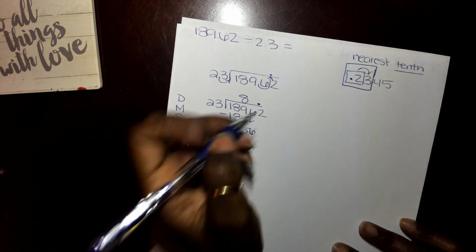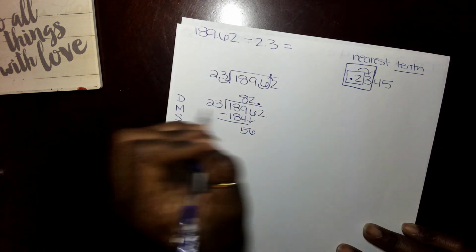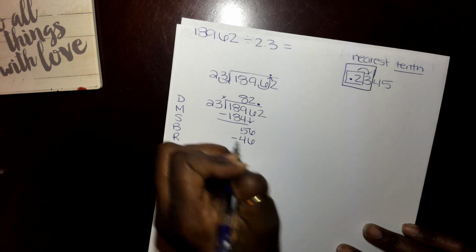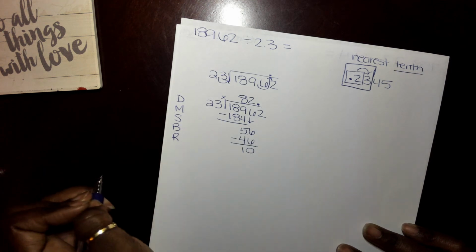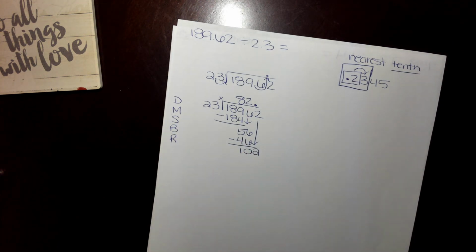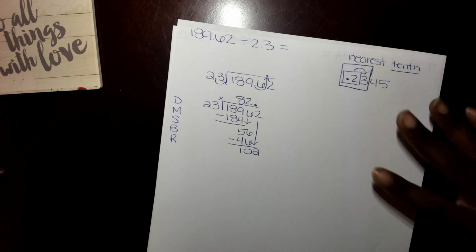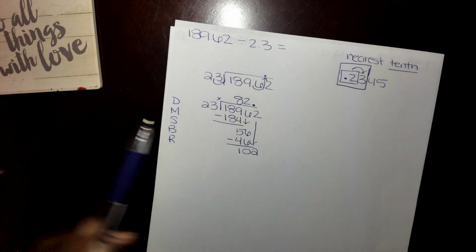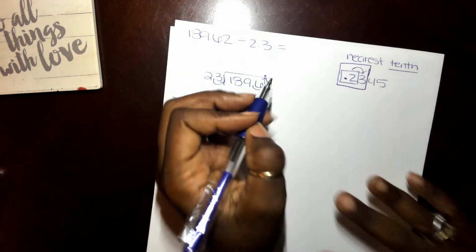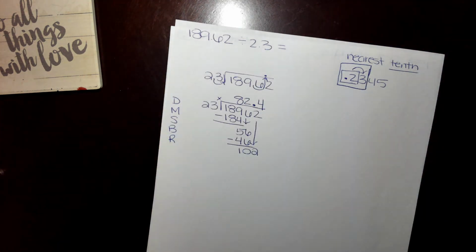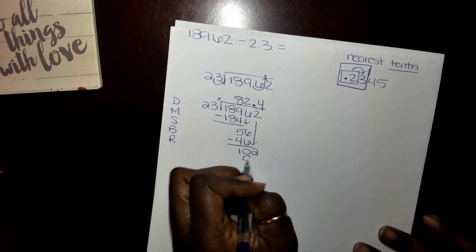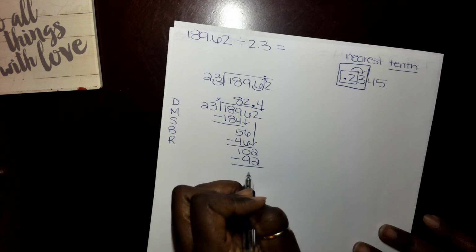23 can go into 56 2 times. 23 times 2 gives me 46. If I subtract those two, I'm left with 10. Then I bring down the next number, which is a 2. So now I have 102. So 102 divided into groups of 23, I think 4 times. You can go 4 times. So 23 times 4 is 92. Subtract that, I'm left with 10.